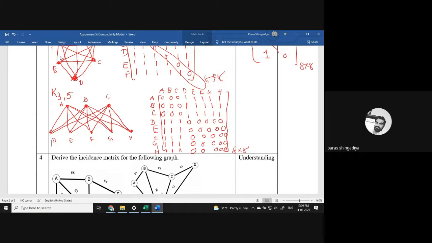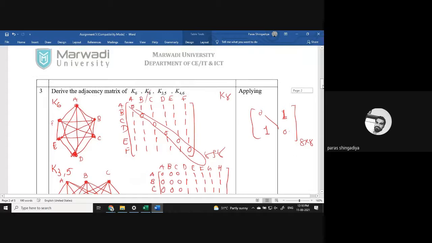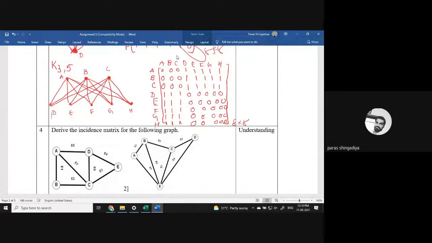Is it clear? Any confusion in the answer? Okay, now do it for the second matrix. The second graph is K46. Draw the K46 graph. You will get a 10 by 10 square matrix.